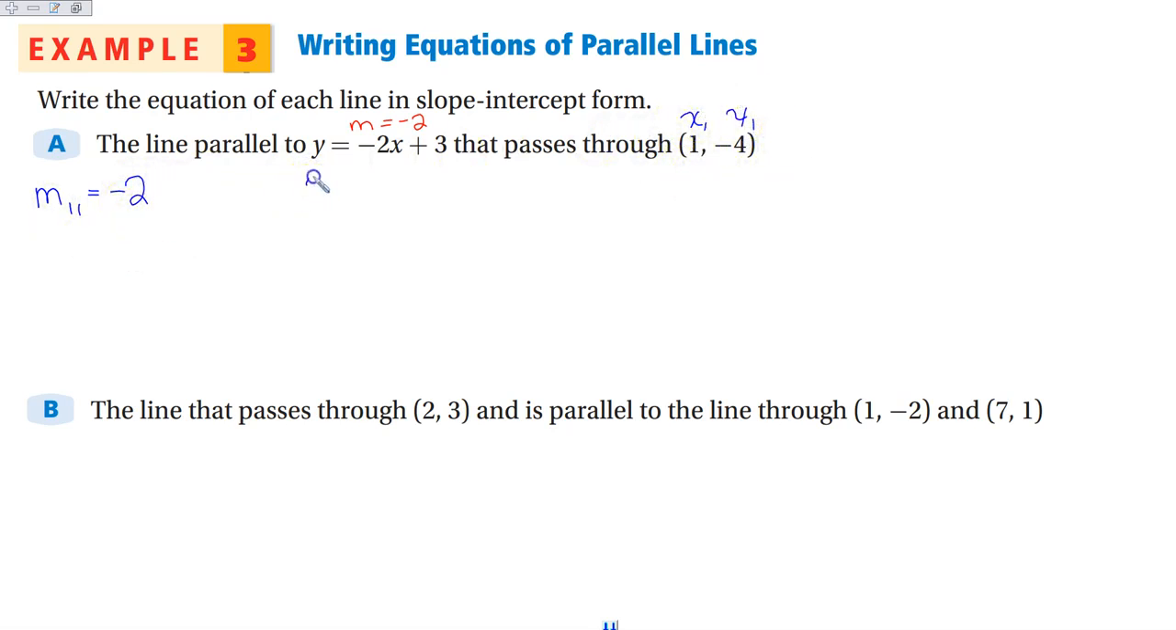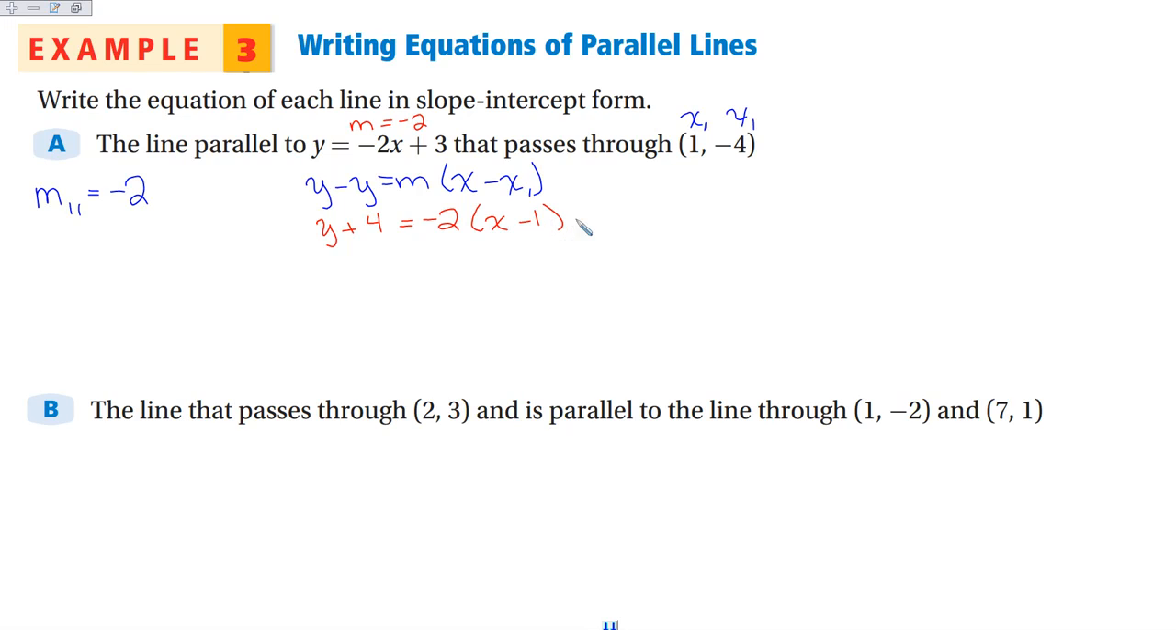So I am going to start with point slope form, which is y minus y1 equals m times x minus x1. For those of you going, but wait, it says slope intercept, I know. Just hold on. We're going to start in point slope. So I'm going to plug in what I know. I'm going to leave my y minus my y1, which is negative 4. So subtracting a negative is the positive. My slope is negative 2 times x minus my x1, which is a 1. Okay, so now this is point slope form.